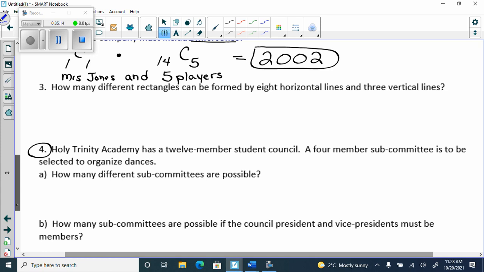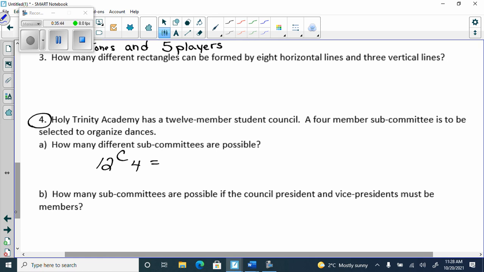If they don't have specific jobs, is it a permutation or a combination? Combination. It's a permutation if I pick a 4-person subcommittee and 1 is the planner, 2 is the president, 3 is the vice president, and the 4th one is the treasurer. Then I'm giving them specific jobs. Specific jobs for the 4 people, P. Not specific jobs, C. So how many do I have? 12. C, because it's just 4 people on a subcommittee, they don't have jobs. 4. So what's 12C4?